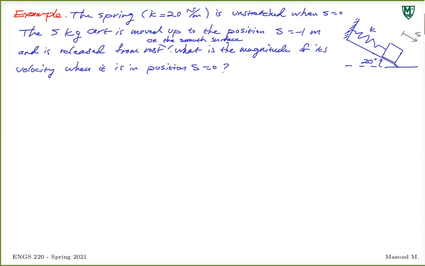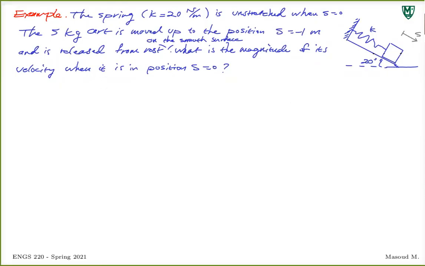What we're asked is the magnitude of velocity when it is at position s equals 0. We push it up, so the spring is compressed, because the spring is unstretched when s is equal to 0. We let it go. Because of the spring force and gravity, it starts accelerating downward. What we care about is the velocity of this mass when it passes s equal to 0, when it comes down 1 unit along that sloping surface.